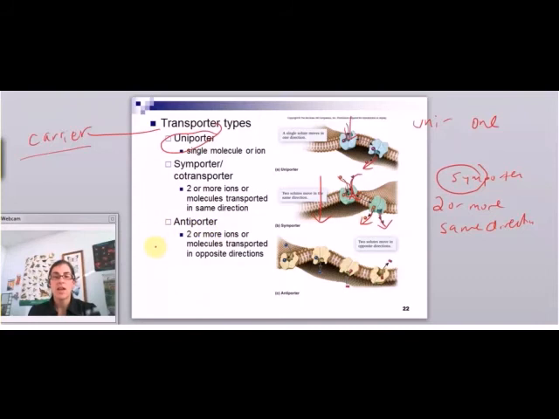An antiporter, anti means opposite. So two or more get moved in opposite directions. In this case, the blue dot gets moved down, whereas this little maroon-colored shape gets moved up. So the same protein picks up one thing and moves it to this side, and then picks up the other thing and moves it to the other side. So that's an antiporter. Two solutes move in two different directions.